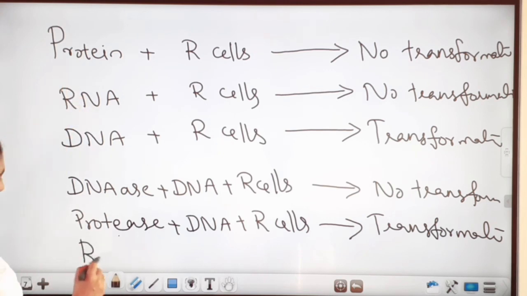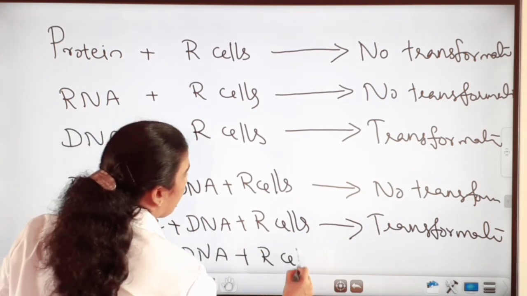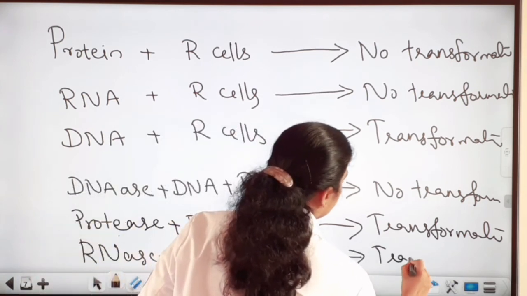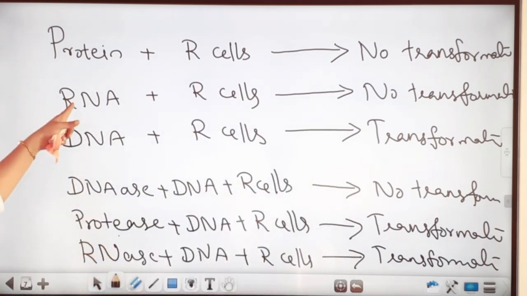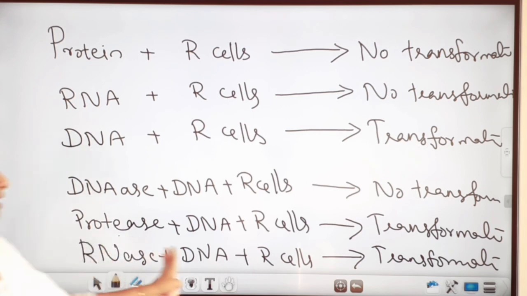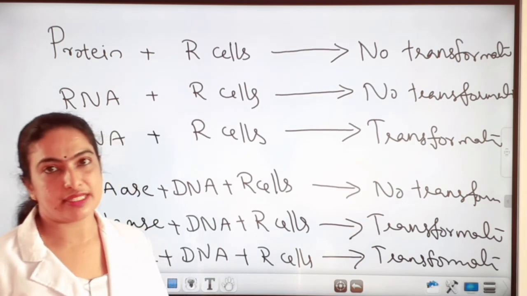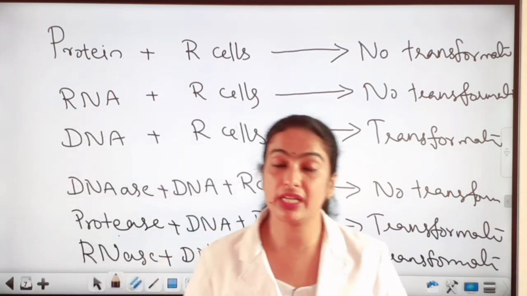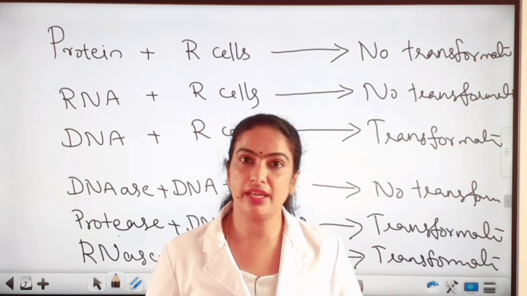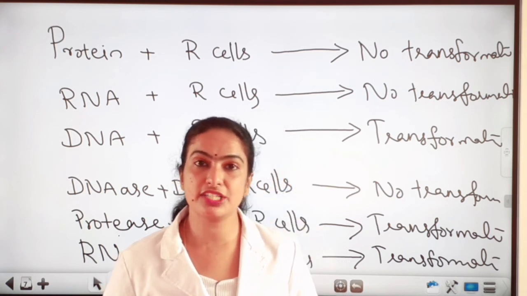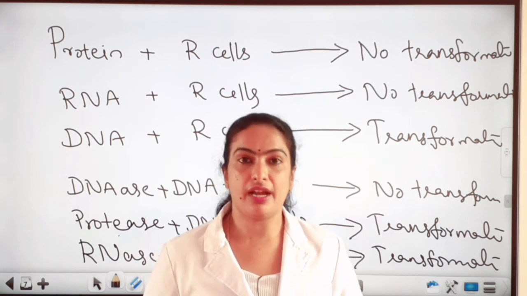Another, they added RNase plus DNA plus R cell. There also transformation occurs. That means the RNase can digest RNA. So if there is no RNA, in the presence of DNA, the R cells can transform into S cells. Here, from this experiment, they concluded that the genetic material is DNA. So DNA causes transformation of R strain into S strain, and because of that, the mice died.